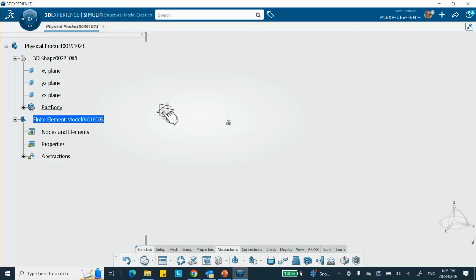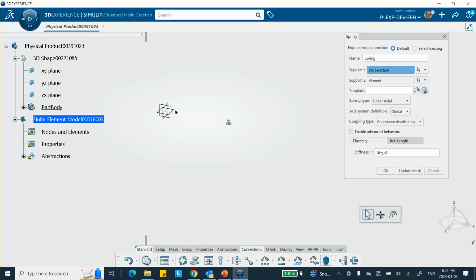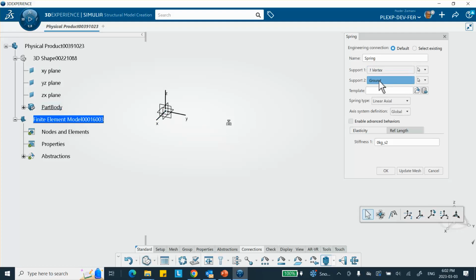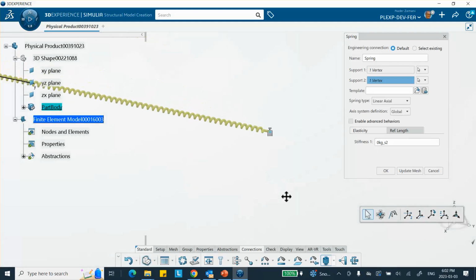Now, for the spring, I'm going to go to the connections tab right there. See that? Towards the right, the third one from the right, you have a spring and rigid connection. Of course, we want spring. You click on it, and since I don't want everything to be collapsed to one point, I'm going to select as support one this endpoint, and as support two, not the ground, you select it so that this becomes blue, and then you select this point, and it places the spring here for you. You can see that right there.